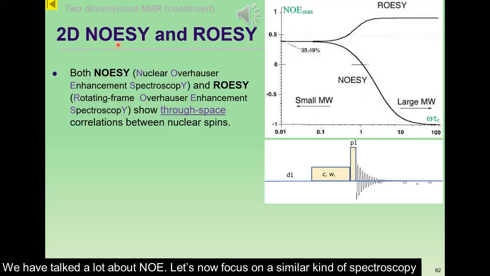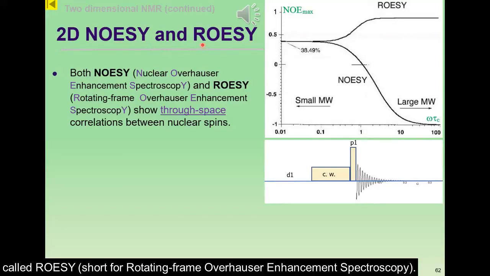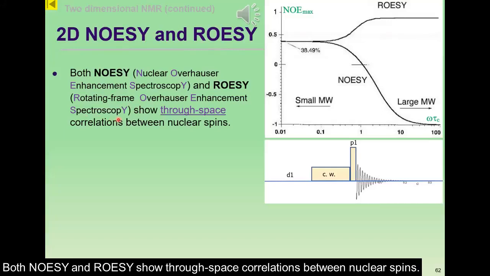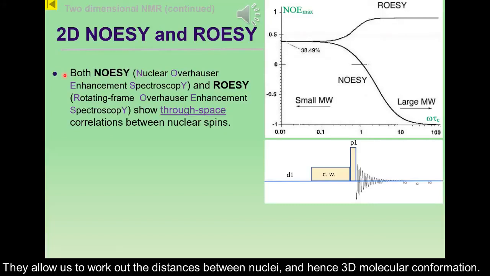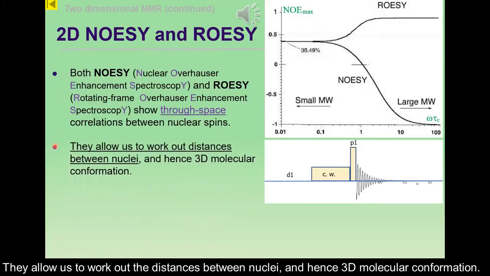We have talked a lot about NOE. Let's now focus on a similar kind of spectroscopy called ROESY, short for rotating frame Overhauser enhancement spectroscopy. Both NOESY and ROESY show through-space correlations between nuclear spins. They allow us to work out the distances between nuclei and hence 3D molecular conformation.